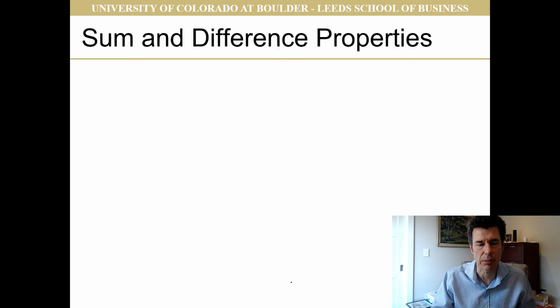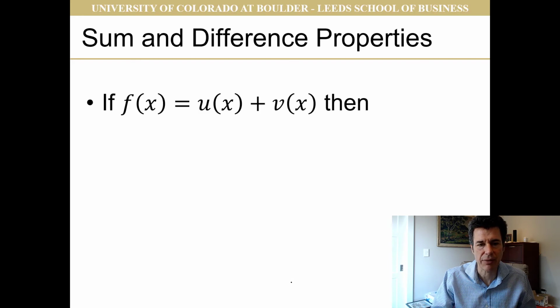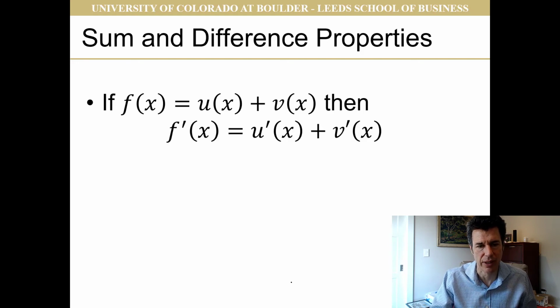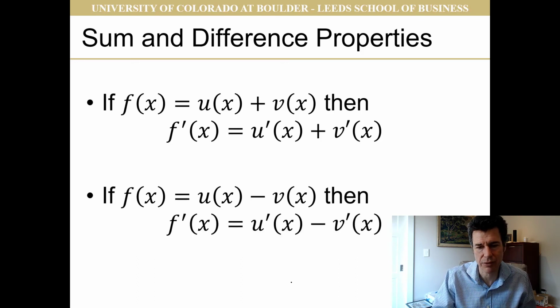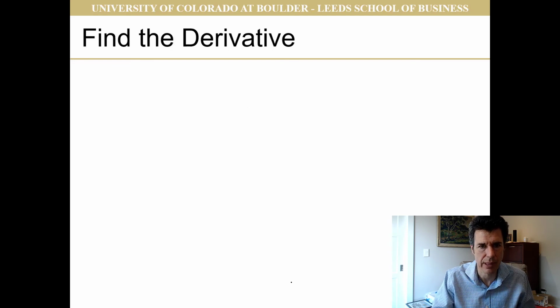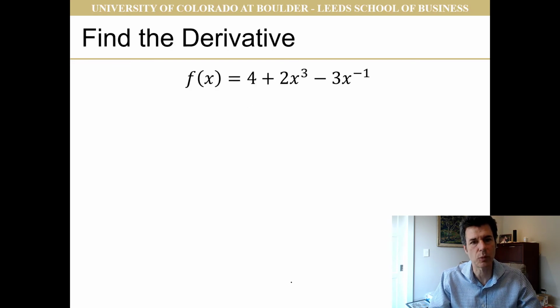Sum and difference properties. If f of x equals the sum of two functions, f of x equals u of x plus v of x, then the derivative of f of x, f prime of x, is the sum of the derivatives, u prime of x plus v prime of x. If f of x is the difference of two functions, u of x minus v of x, then f prime of x is the difference of the derivatives, u prime of x minus v prime of x. So now we can find a derivative.